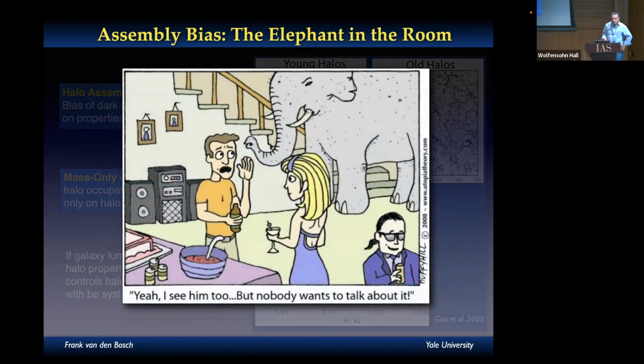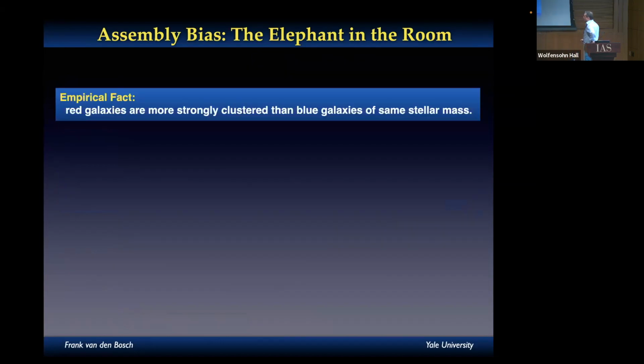Anyway, I also like to think this is the elephant in the room, because we've known about this since 2005, and the entire community sort of comes up with wishy-washy arguments. It's only in the last few years that people start taking it more seriously. And the reason why we're so reluctant to take it on is it's complicated, because it's not just assembly time that sets a clustering strength. It's every freaking halo property you can think of seems to correlate with clustering strength, and it becomes an insurmountable task.